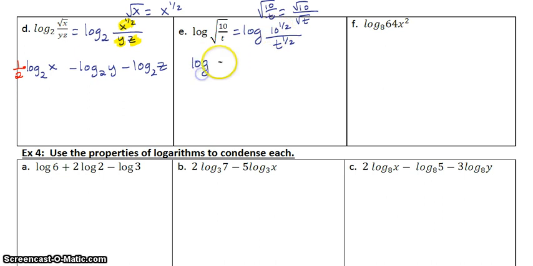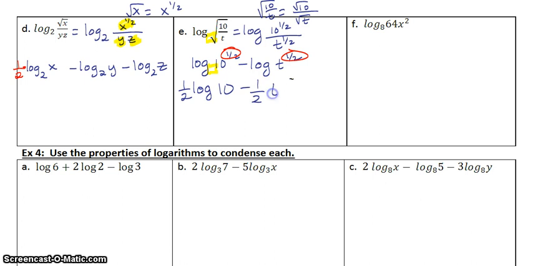So I'm going to have log of 10 to the 1/2, and notice this is a common log, no base. So when I write my log each time, there's nothing there that I'm going to write. And then the part on bottom is negative. Last but not least, move your exponents to the front of each statement. So I've got 1/2 log 10 subtract 1/2 log t. Alright, I guess that wasn't that difficult.